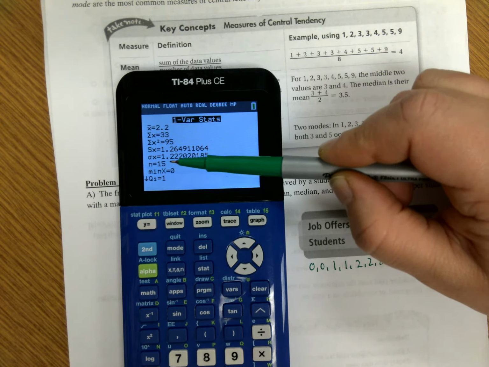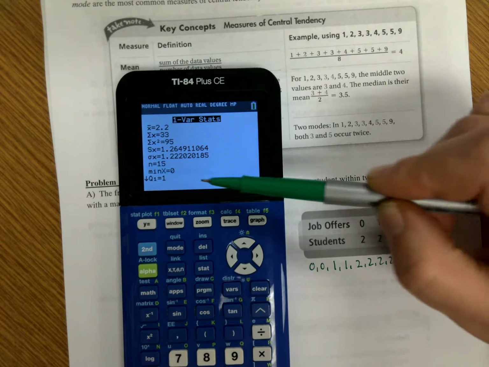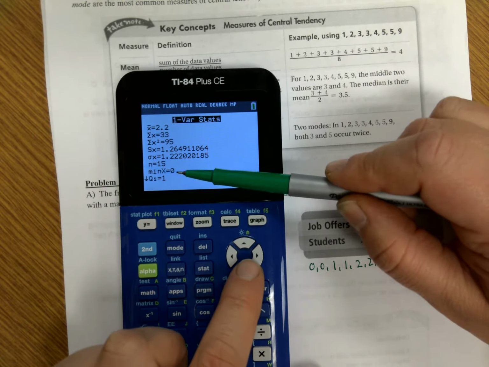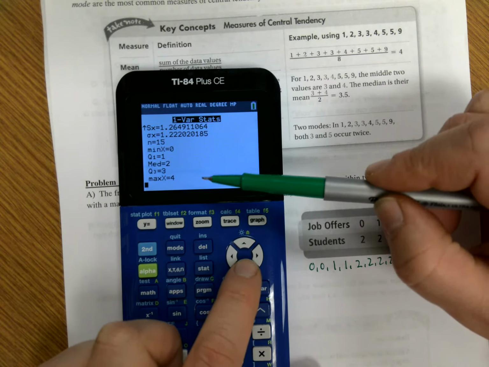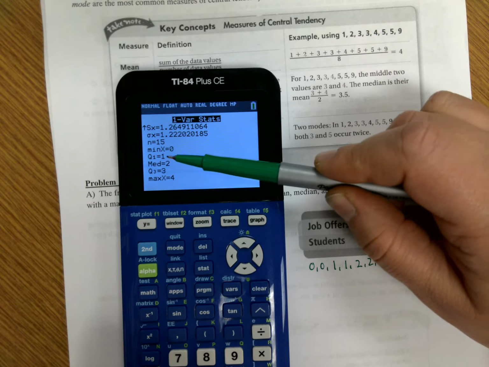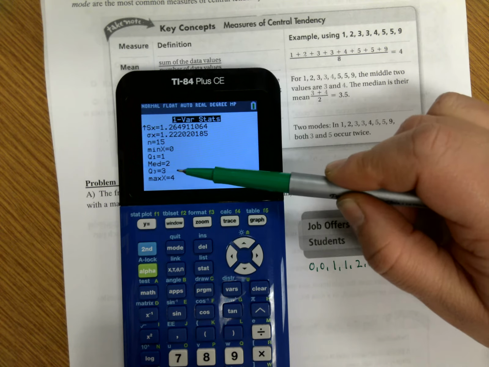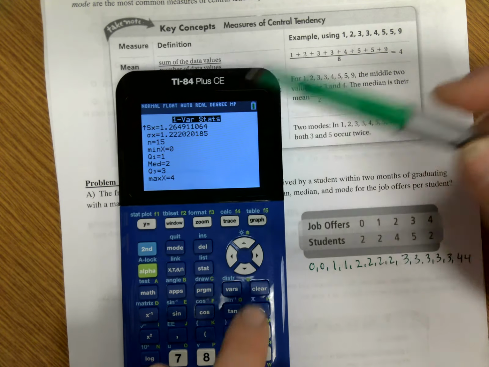This is how many terms you actually have. So there's 15 numbers here. That's what that's saying. This is saying my minimum. I can arrow down. This is quartile 1. This is my median. This is quartile 3. And this is my maximum.